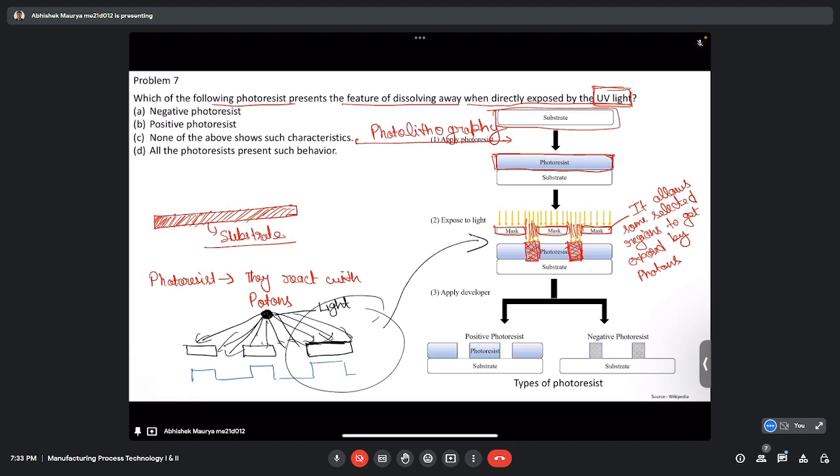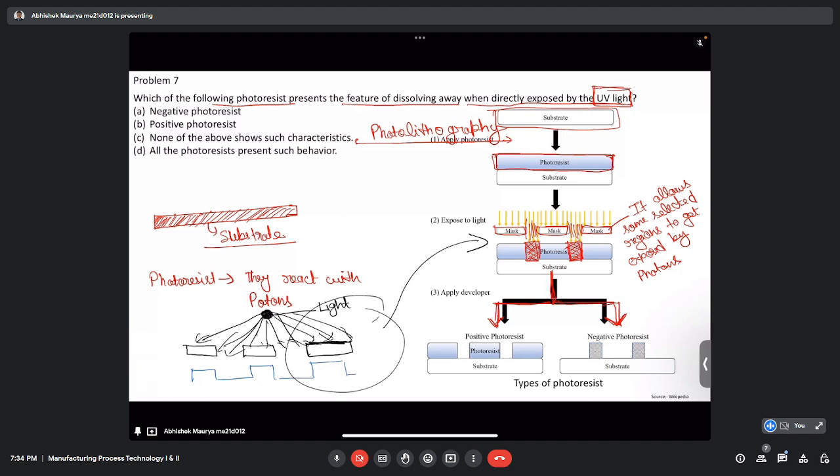Okay, so the portion of photoresist material which gets exposed to the light, ultraviolet rays, its property will get changed. Based on the change in properties, the photoresist material has been categorized into two types. First one is the positive photoresist, and second one is the negative photoresist.